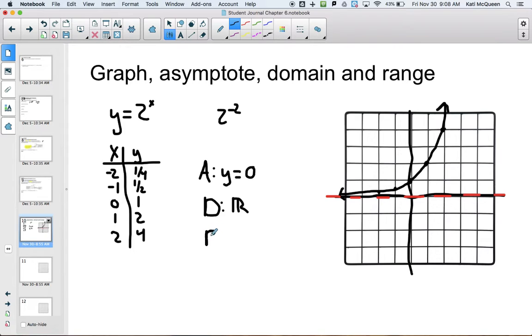My range then is going to be affected by that asymptote. So I know this function is going up forever, but I also know that it's never ever going to be negative, or it's never going to go below this line. So whatever your asymptote is, that's going to tell you what your range is. So my y values are always greater than 0. And notice it's not greater than or equal to because I'm never actually going to touch that line.